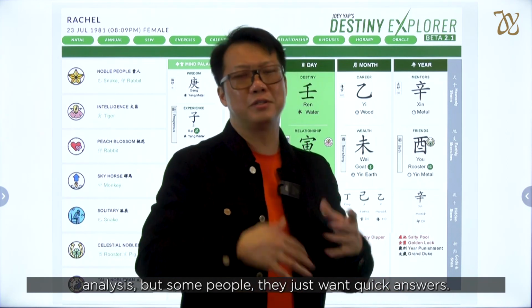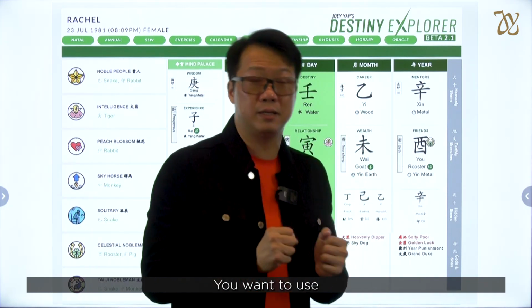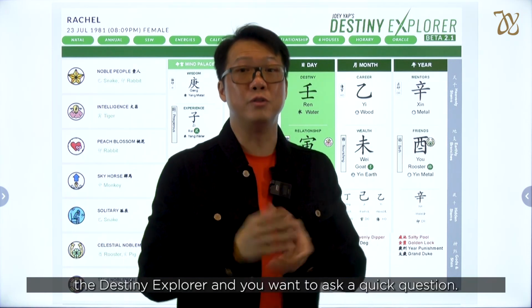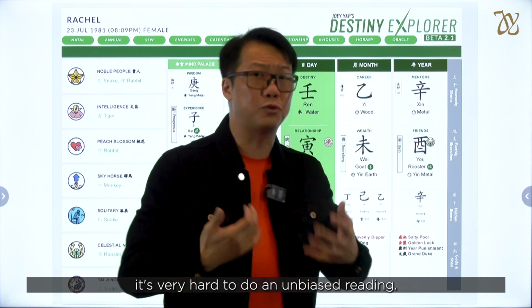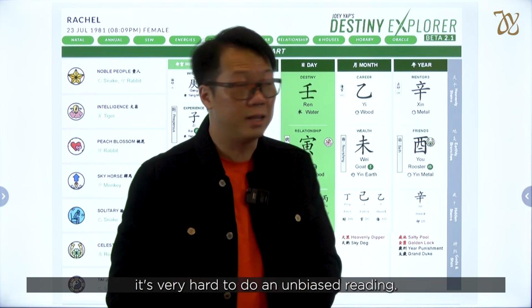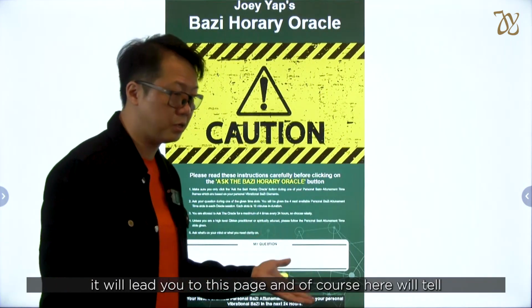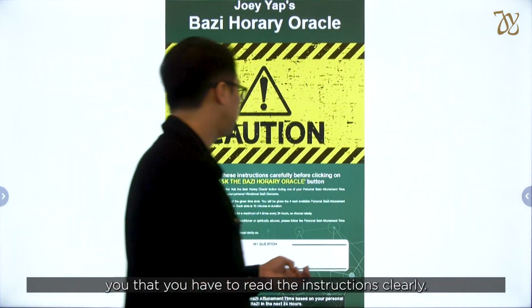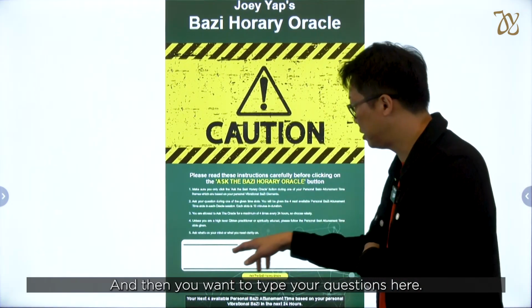But some people just want quick answers. If you want to use the Destiny Explorer and ask a quick question, sometimes because you are in the situation, it's very hard to do an unbiased reading, so you can ask the Oracle. You click on the Oracle, it will lead you to this page, and here it will tell you that you have to read the instructions clearly, and then you type your questions here.